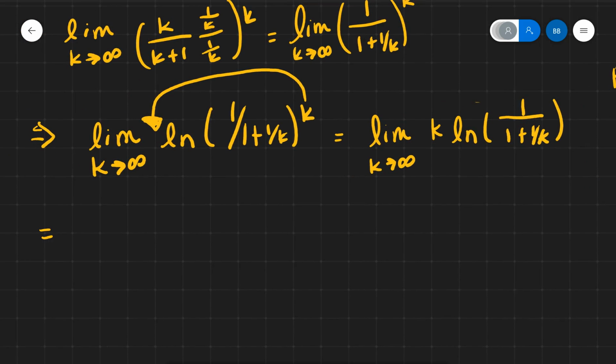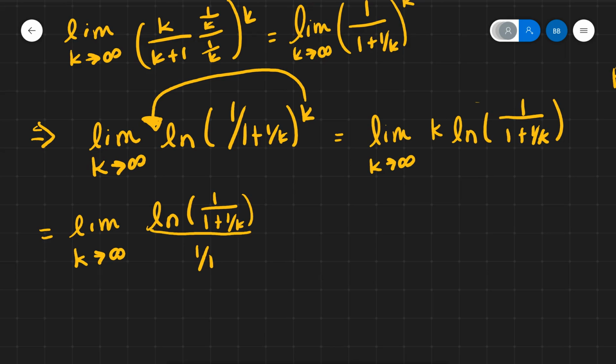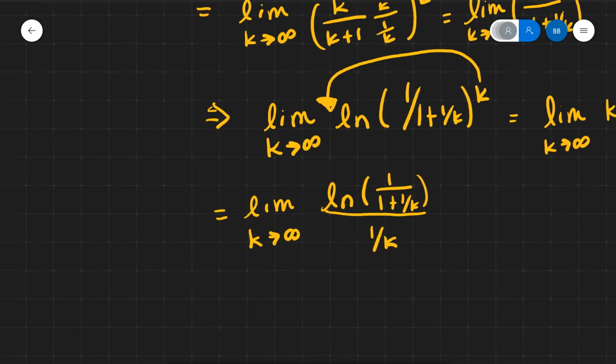So rewriting here, I have the limit as k goes to infinity of ln of 1 over 1 plus 1 over k, all over 1 over k. Now I have the numerator still going to 0 and the denominator now going to 0. A 0 over 0 case will allow me to use L'Hopital's. So I need to take the derivative of the numerator and the derivative of the denominator.